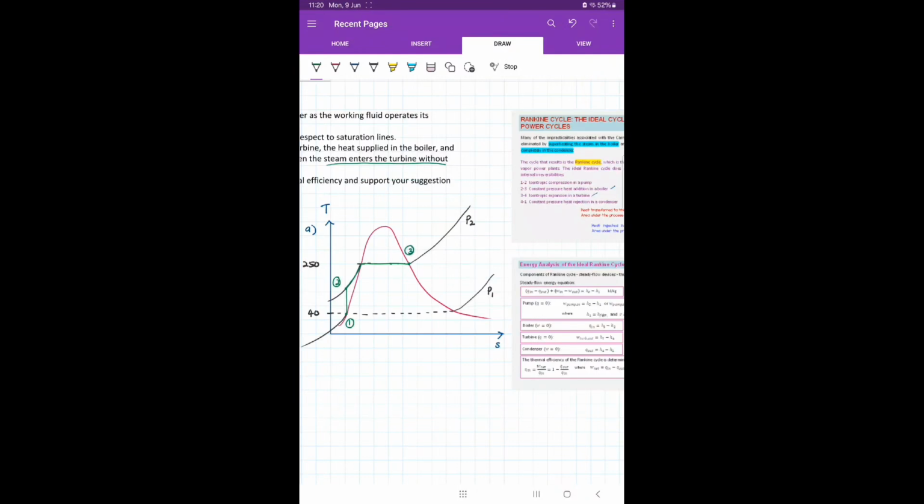From 3 to 4, you have isentropic expansion in a turbine. Then 4 back to 1 is a constant pressure heat rejection in a condenser. So this is your 4 to 1. So 1 to 2, 2 to 3, 3 to 4, and 4 to 1. Basically, this is your TS diagram.